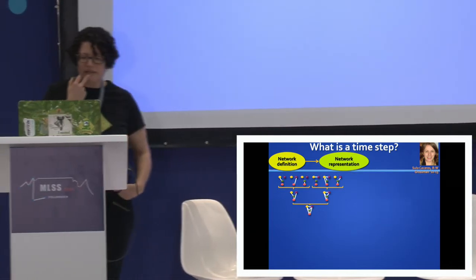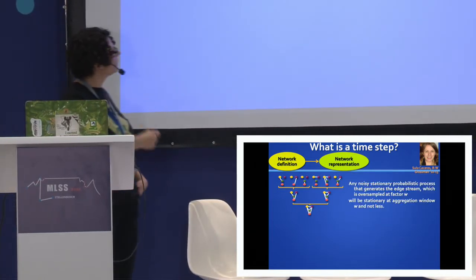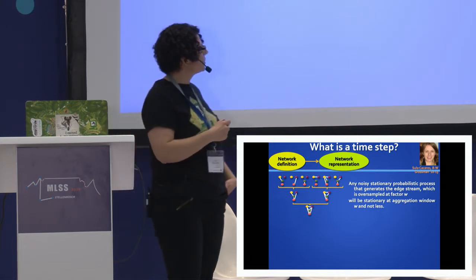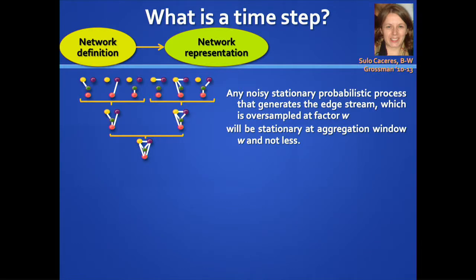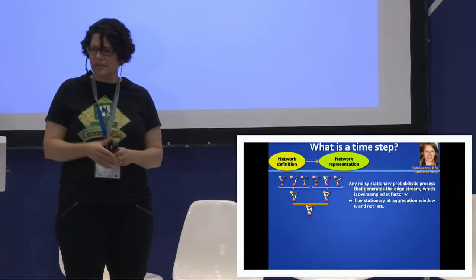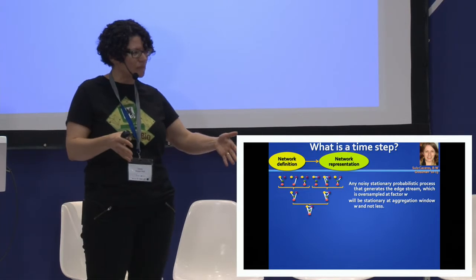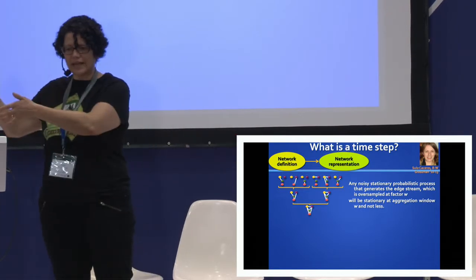And so if you look at the stationarity, we showed, this is my former PhD student Raimondo Caceres, any noisy stationary probabilistic process that generates the edge stream, which is oversampled at a factor W. So you know, things happen on the order of days, let's say, in humans. But if you just sample once a day, you're actually not going to see the pattern. You have to sample multiple times per day to see the pattern on the order of days.